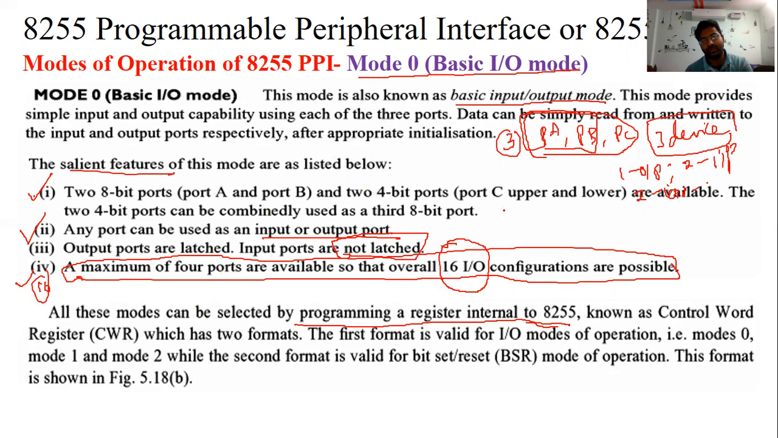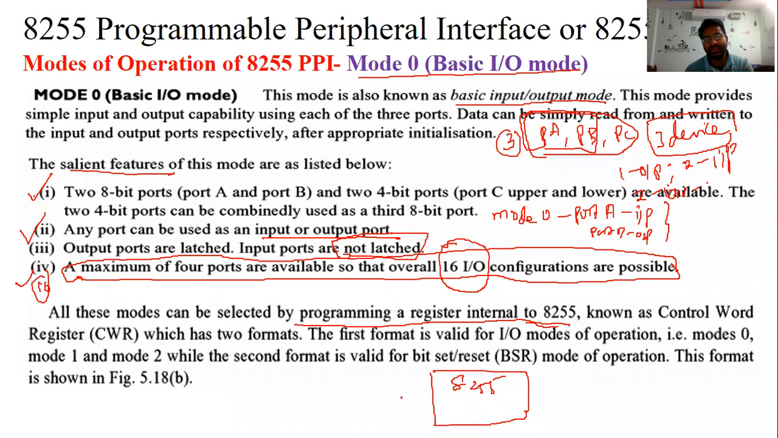For suppose, in mode 0, I want port A as an input port and port B as an output port. Only then can I connect the 2 devices. How do we write the programming to this 8255? You are not going to write any programming in the 8255 itself. You simply write the programming for the CPU. The CPU gives commands to this 8255 PPI. Who can give this command?